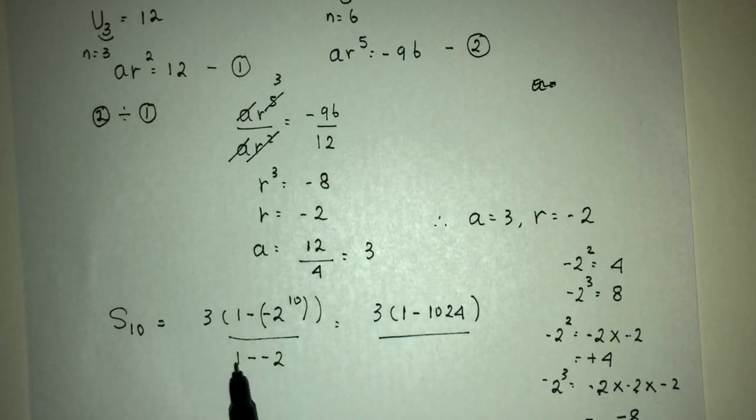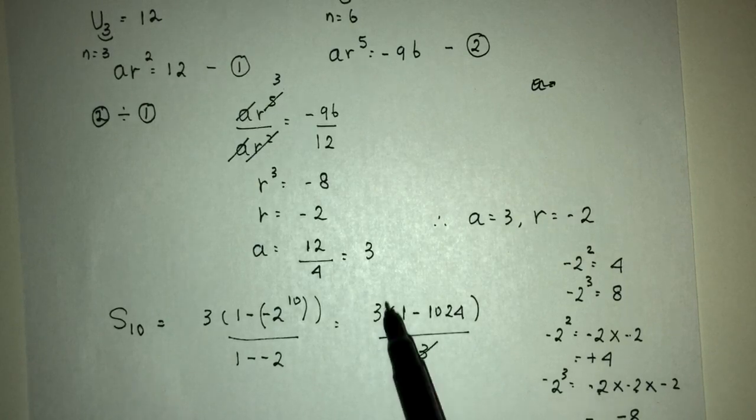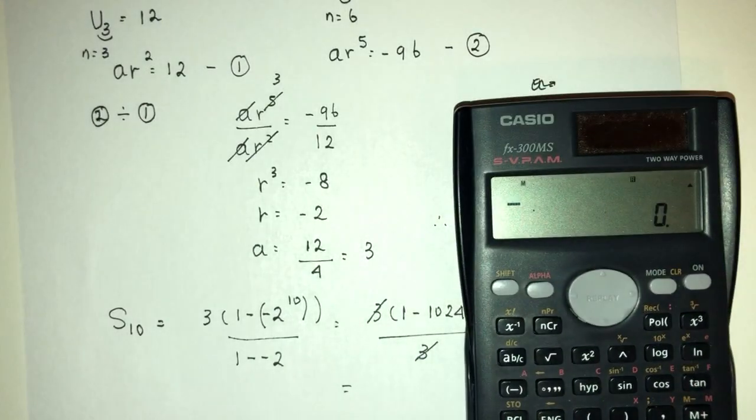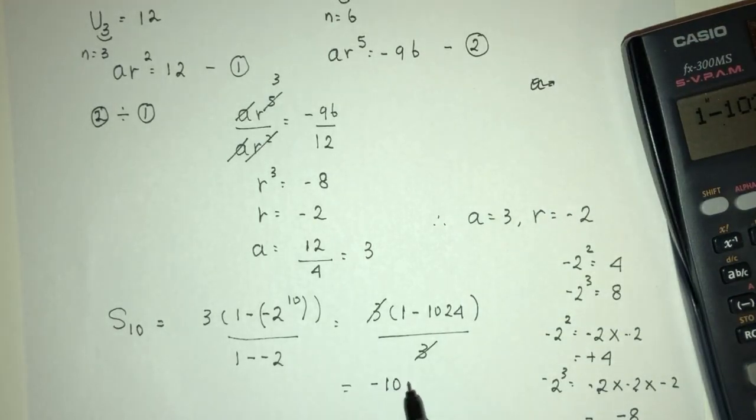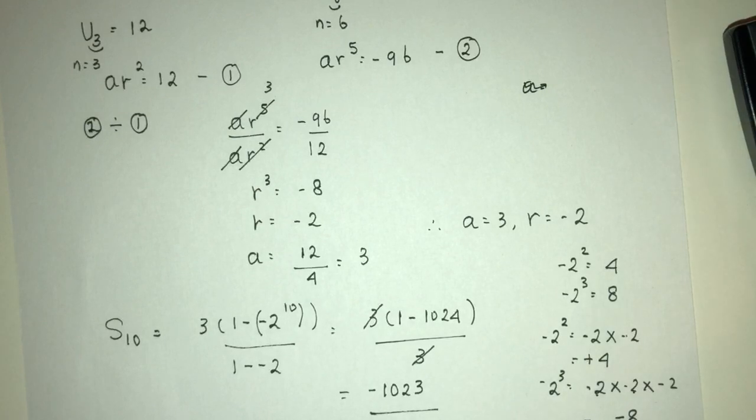Now divide by 3. Cancel out, and that will be 1 minus 1024. That should be minus 1023. That is the sum of the first 10 terms of this progression.